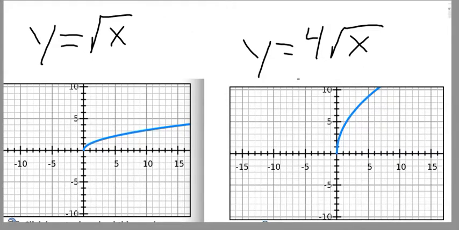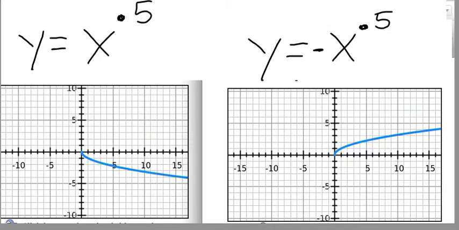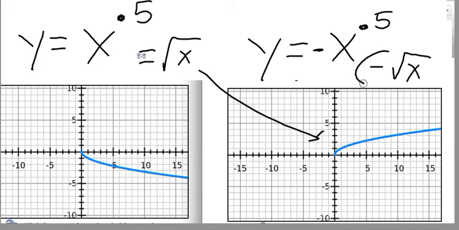And then last. So the 0.5. 0.5 is another way of saying square root. So this is square root x. This is negative square root x. So they both should look the same. We got our square root function, and then we have our flipped over reflected version of our square root function.